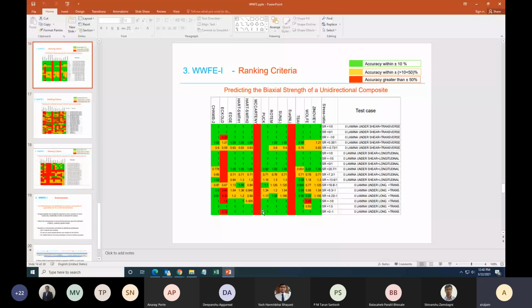The Puck failure criteria we will discuss in the next class. So tomorrow we will have a quick discussion on the Puck failure criteria, and then we will end our discussion on the damage.